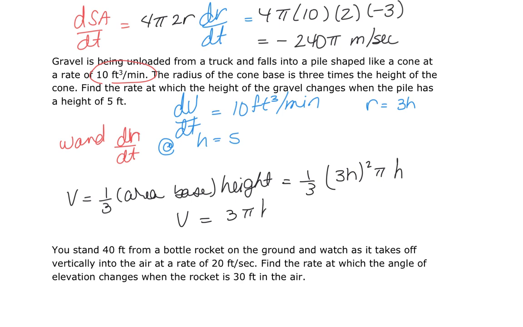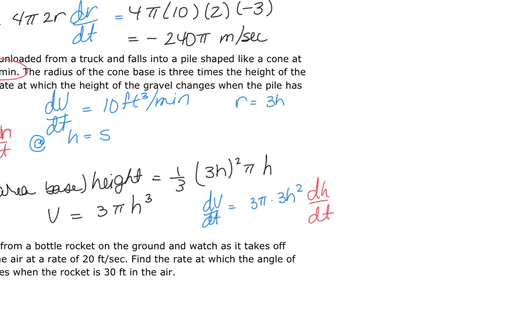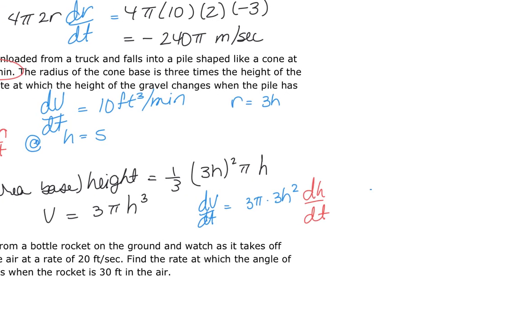3 pi h cubed. Now I'm going to go ahead and take the derivative with respect to time, and I have dV/dt. dV/dt is going to be equal to 3 pi multiplied by 3h squared, and I am chasing dh/dt. My dV/dt was 10 and it was positive. I'm going to divide by 9 pi, my h is 5 squared, and this is going to give me what my dh/dt is.